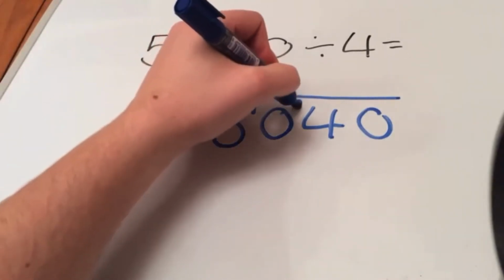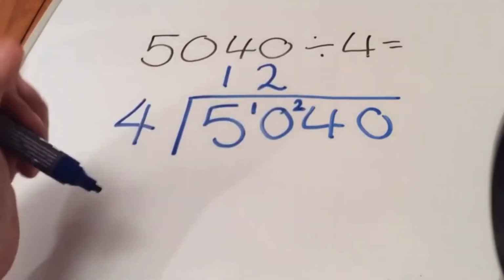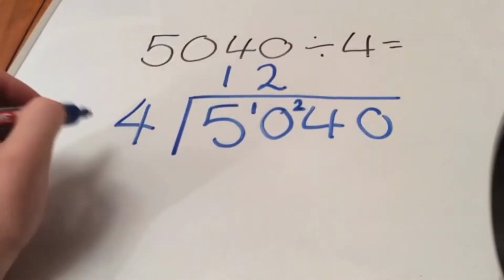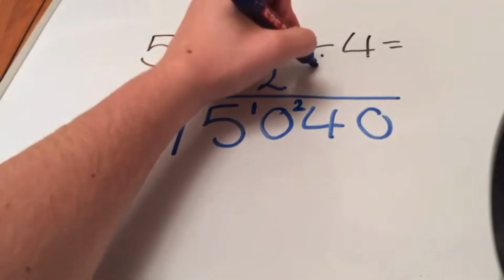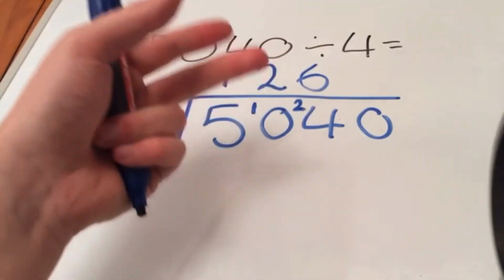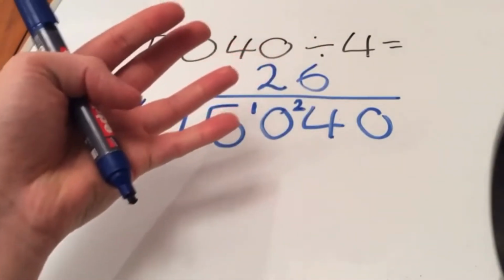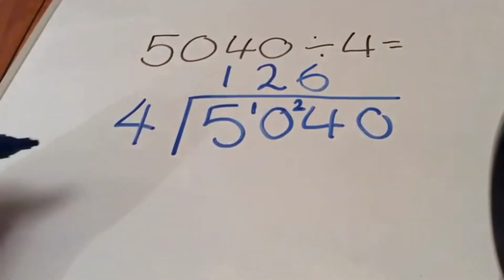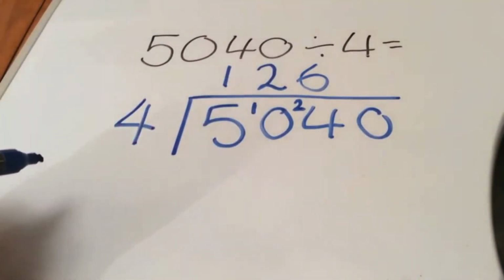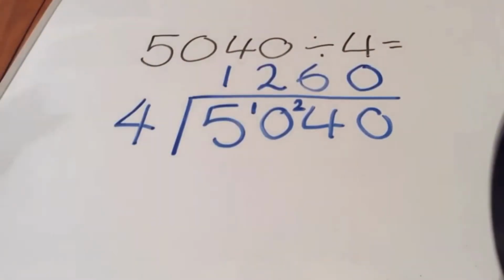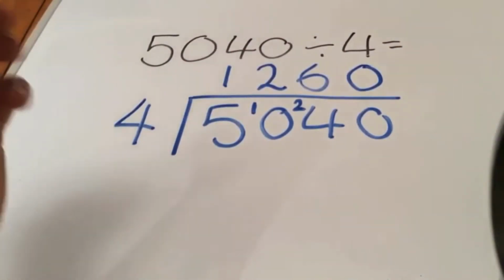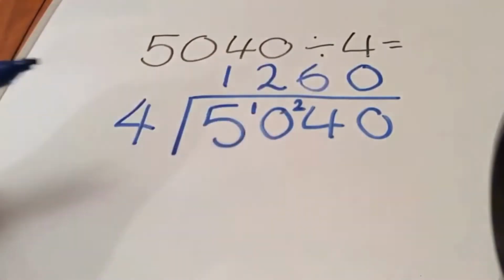And then we have 2 left over because we can only get as far as 8 with our 4 times table. So 4s, how many we can get into 24? We can get 6. 4, 8, 12, 16, 20, 24. There's 6 there. How many 4s can we get into 0? No. So our final answer is 1,260.